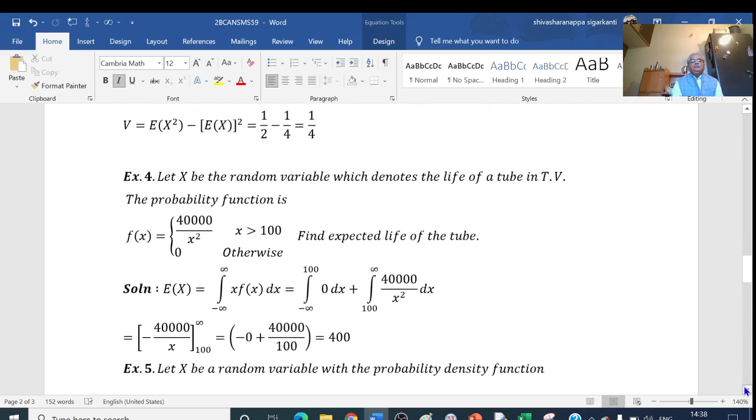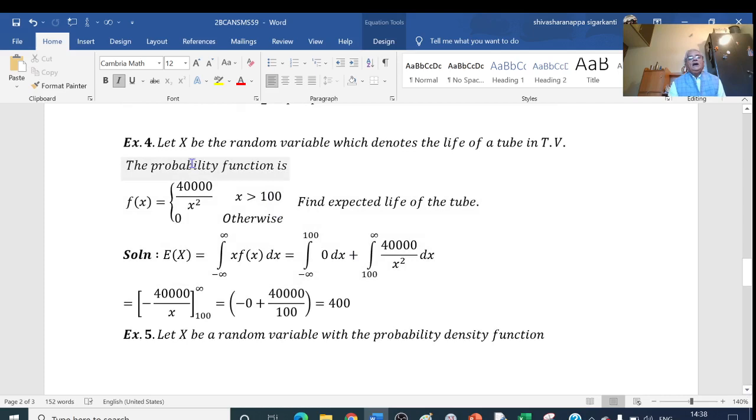Next example. Let x be a random variable which denotes the life of a tube in TV. The probability function is given by f of x is equal to 40,000 by x square when x is greater than 100, and its value is equal to 0 otherwise. Find the expected life of the tube. That means I have to find E of x.